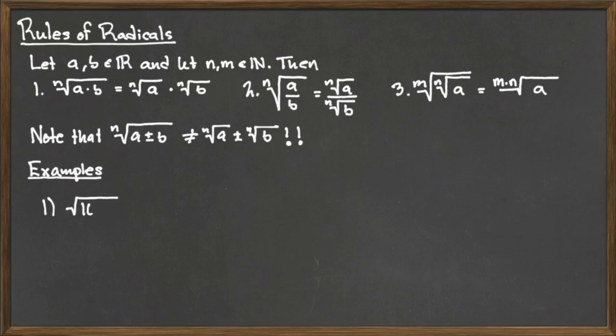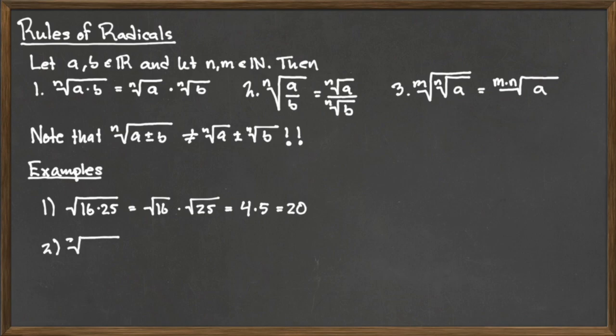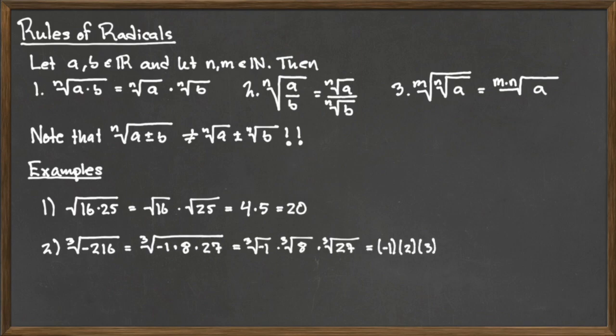Let's look at a couple examples. First, consider the square root of 16 times 25. This splits up as the square root of 16 times the square root of 25, which is 4 times 5, which is 20. Next, look at the cube root of negative 216. I can factor that negative 216 as negative 1 times 8 times 27. 8 and 27 are both perfect cubes, so I can take the cube root of each individual term to get negative 1 times 2 times 3, which equals negative 6.